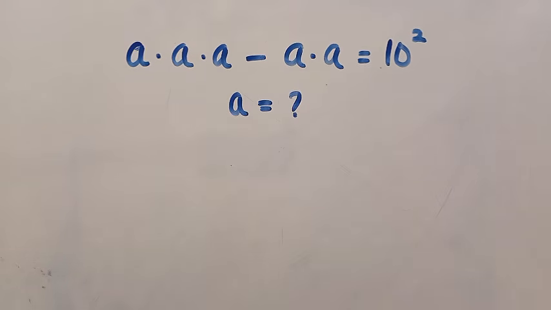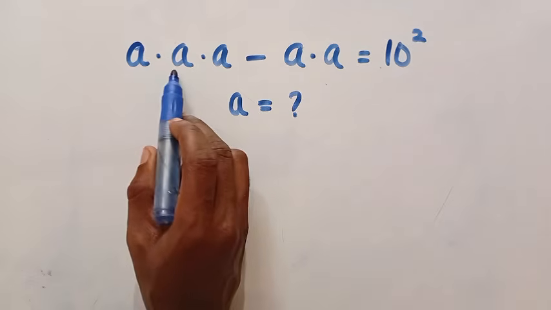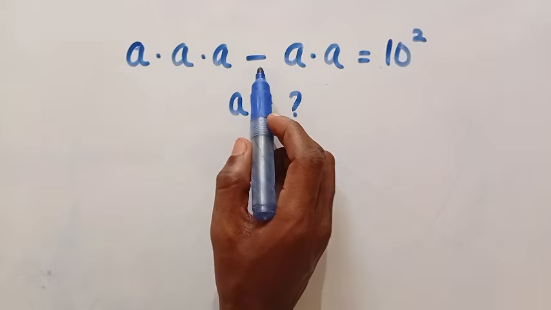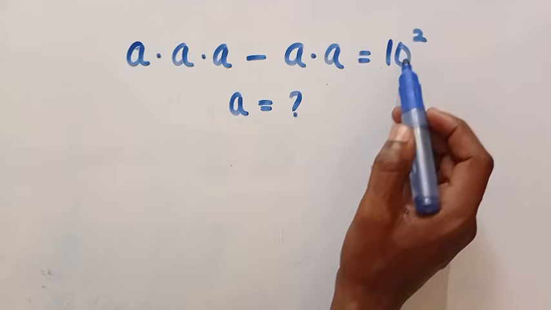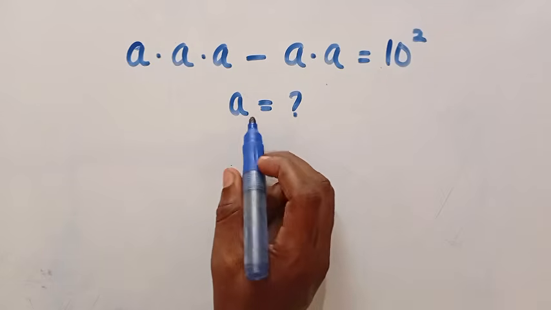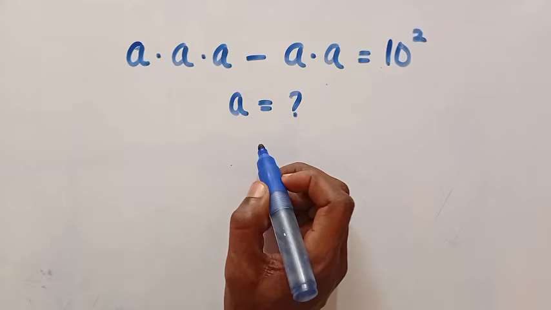Without guessing these questions, what is the solution to the A? You can just drop the answer in the comment box and let's see the fastest way on how to solve this. And let's provide a solution to this problem step by step. We have A multiplied by A multiplied by A minus A multiplied by A equals 10 to the power of 2. And we want to get all the values of A.